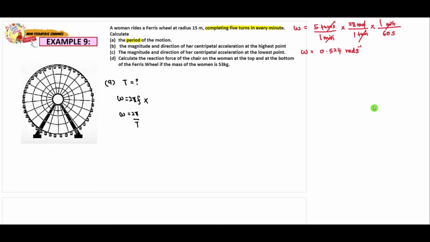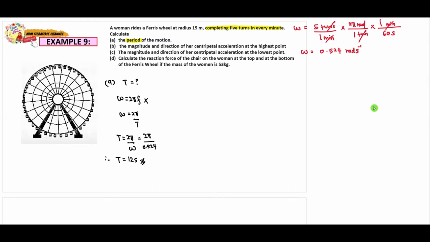Remember? So from this equation, I will find T is equal to 2 pi over omega. So we can substitute 2 pi over 0.524. Therefore, T to complete 1 revolution, untuk lengkapkan satu putaran, Ferris wheel ini mengambil masa 12 seconds. Laju ni. Kan? Terlalu laju pula saya rasa.